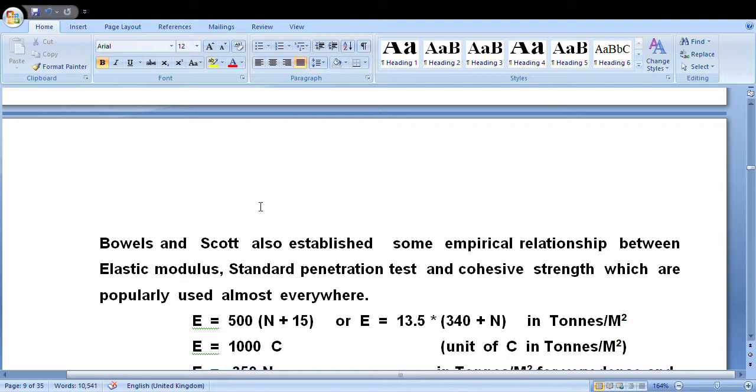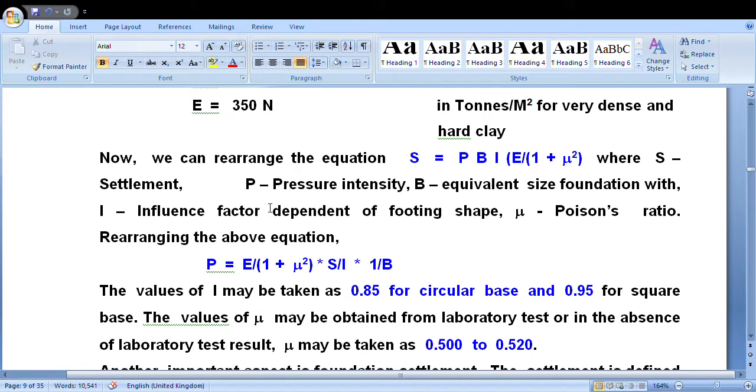Whatever it may be, there are a lot of equations in different textbooks and different codes, and basically in India we give more importance to Indian standards. The elastic settlement is normally estimated from loading pressure, width, influence factor, and elastic modulus. This is the equation, and the elastic modulus is part of it.